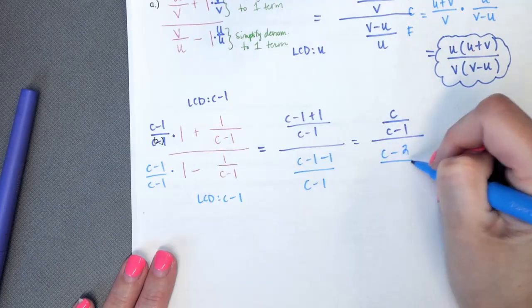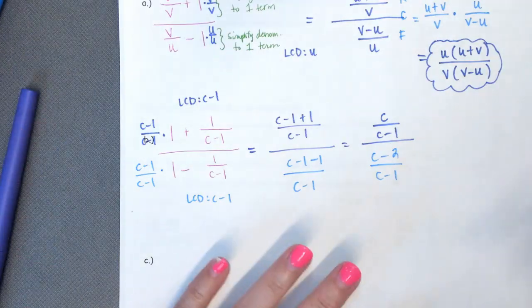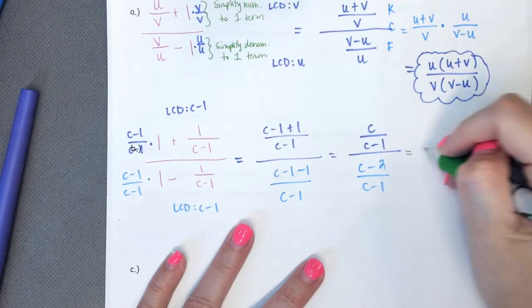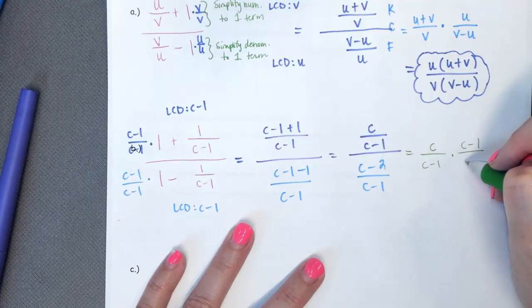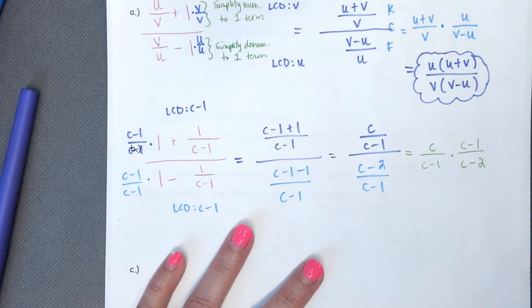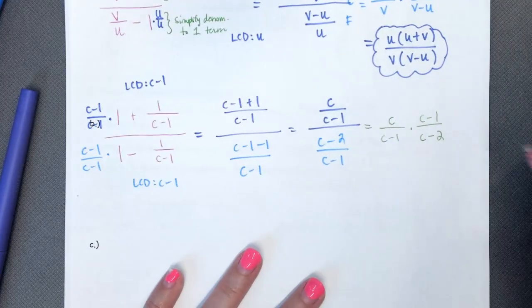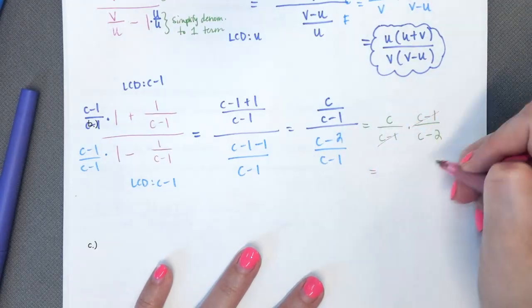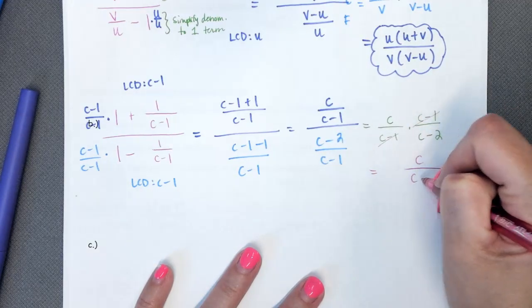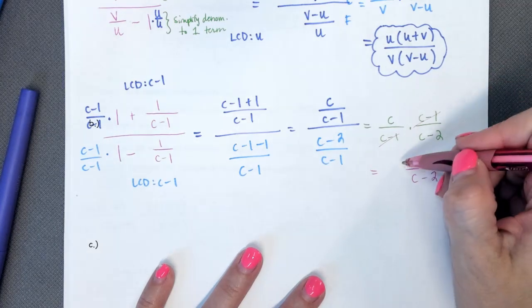That's going to be C minus 2 over C minus 1. And then I'm ready to keep, change, flip. So keep, change, flip. Okay, so in this case, I have the C minus 1 divided by C minus 1. I can cancel those out. And that's going to leave me with C over C minus 2. Okay, and that is going to be my final answer.